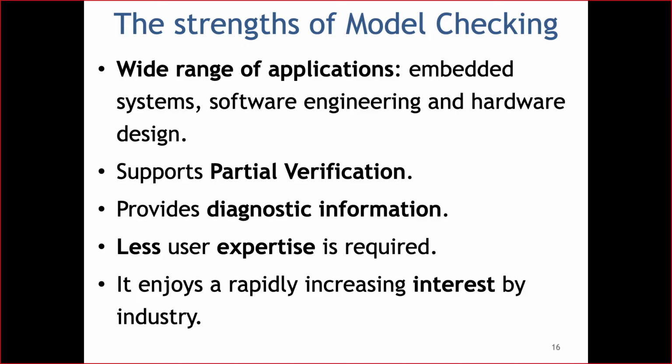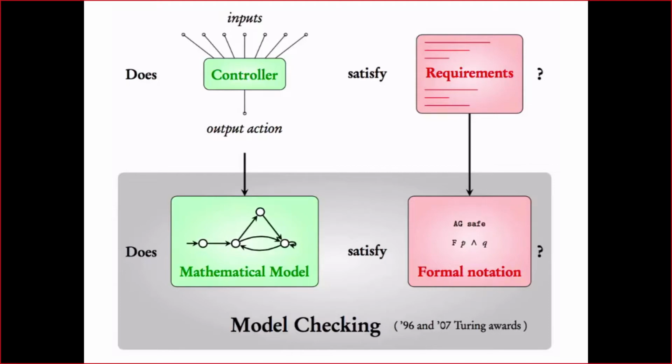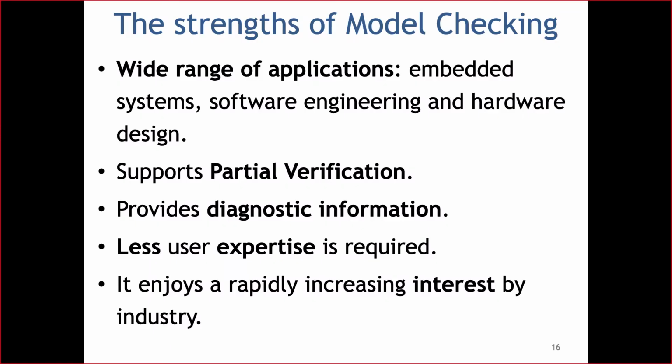Also, less user expertise is required because these model checkers are automated, which means that you give it your model and your property, and then you run the model checker, and then you have the results. You don't need any expertise to try to prove things by yourself, like theorem proving, where you need to add a lot of information about your system to prove things. So usually it requires less user expertise, and also it has increasing interest in industry, from Intel, from hardware companies to software companies as well.